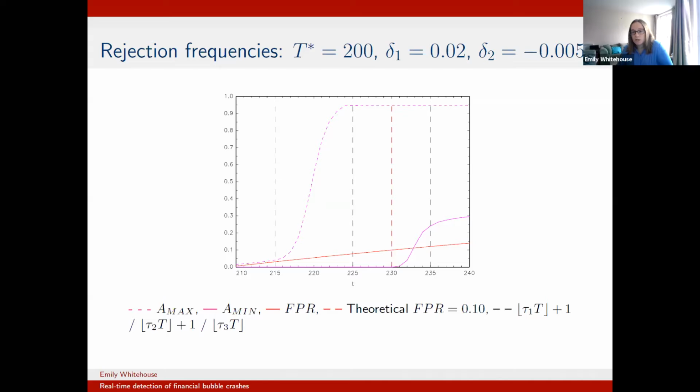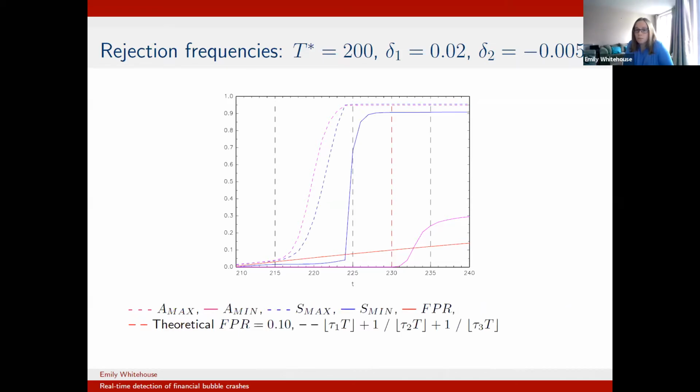But if you look at that solid pink line, which is the crash detection, you can see when the crash starts at T equals 225, the rejection frequency is still at 0. And even when it begins to rise above 0, it doesn't rise very much before it starts leveling off. So it looks like this statistic, although it does well to monitor the start of a bubble, it doesn't do well at all at monitoring the crash.